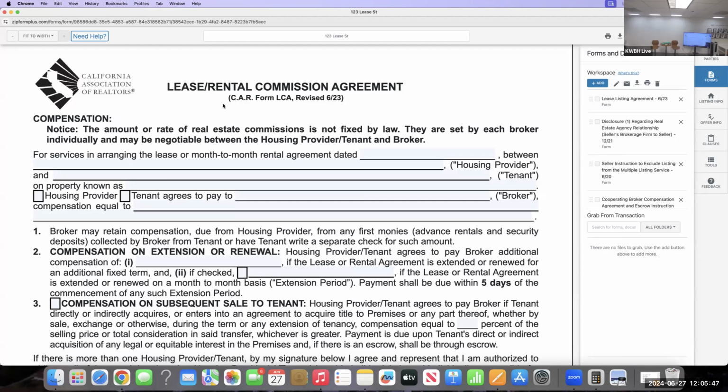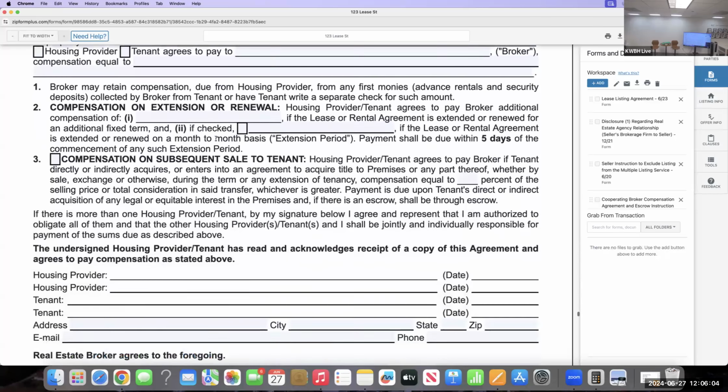This is a funny one. You might just ask them to include this and the listing agent will include it for you. You can just say to the listing agent, are we getting paid on renewals and subsequent sale, if there's a sale? Ask them, see how they feel about it.